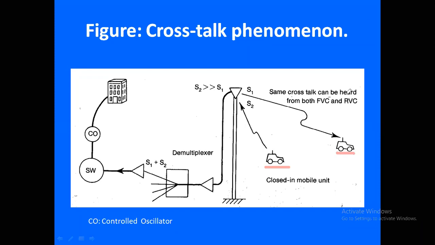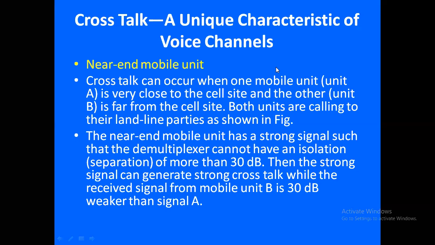So the same crosstalk can be heard from both the forward voice channel and the reverse voice channel. FVC means forward voice channel. RVC means reverse voice channel. So the near end mobile unit has a strong signal such that the demultiplexer cannot have an isolation of more than 30 dB. Then the strong signal can generate strong crosstalk while the received signal from mobile unit B is 30 dB weaker than signal A.